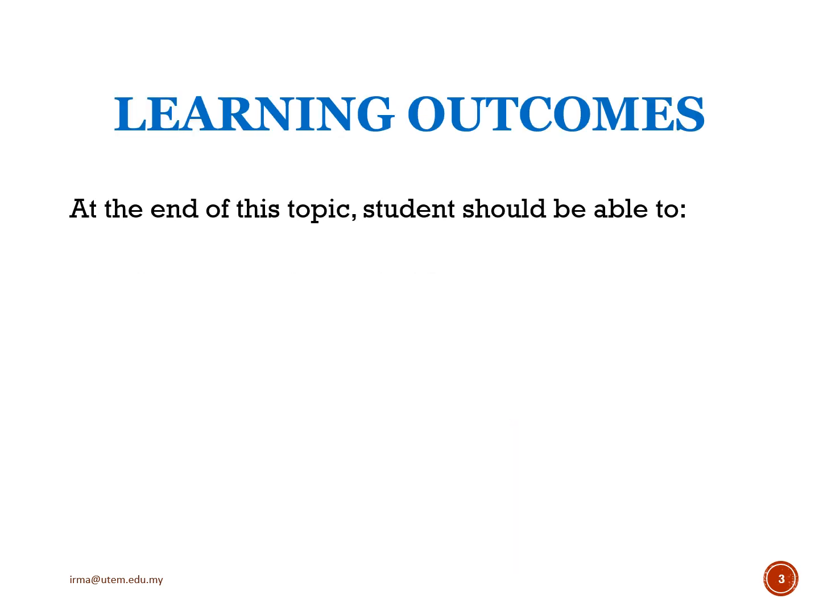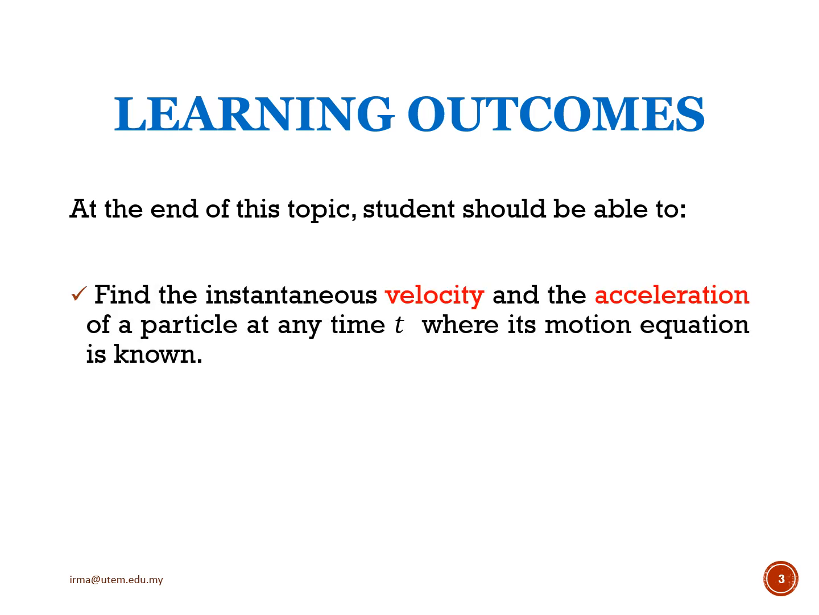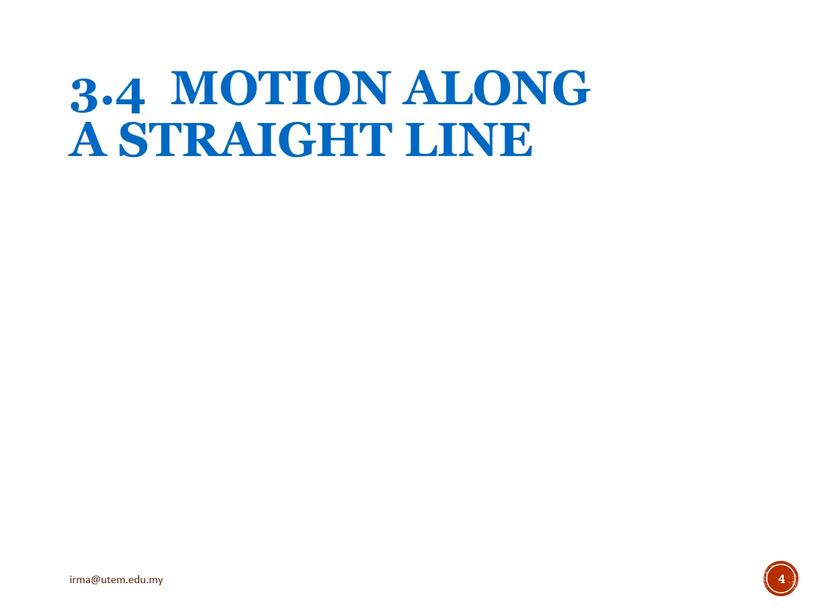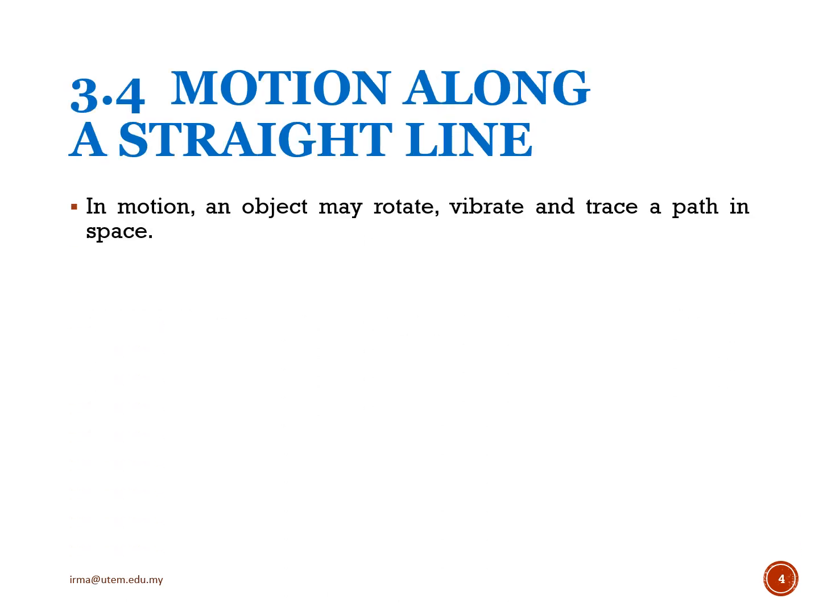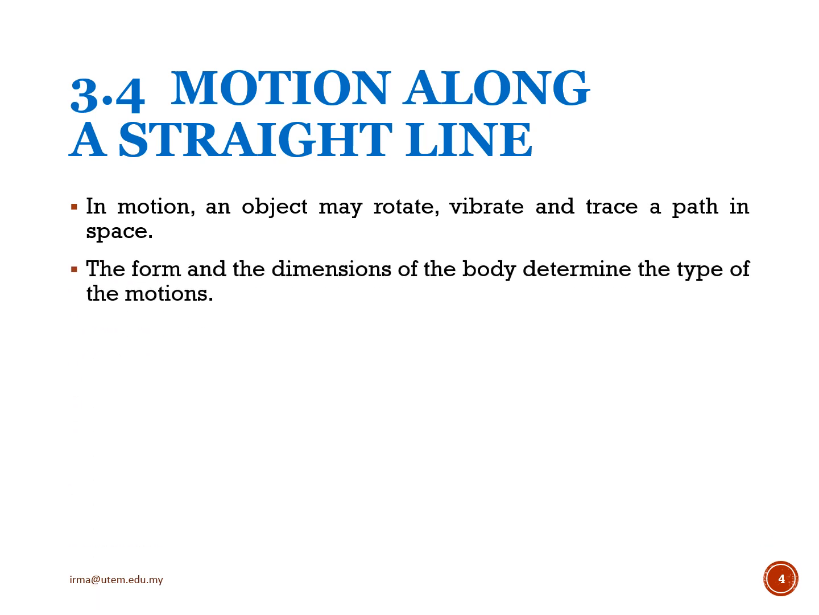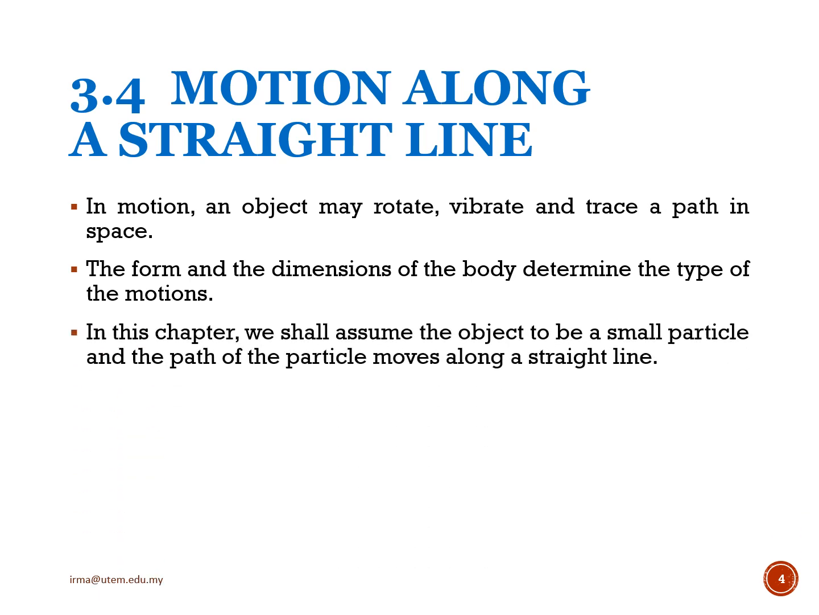Alright, so the learning outcome for this topic is that at the end of this topic, students should be able to find the instantaneous velocity and the acceleration of a particle at any time t where its motion equation is known. So in motion, an object may rotate, vibrate, and trace a path in space. The form and the dimensions of the body determine the type of the motions. In this chapter, we shall assume the object to be a small particle and the path of the particle moves along a straight line.